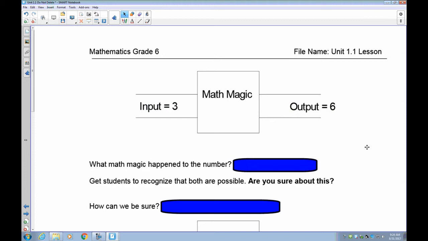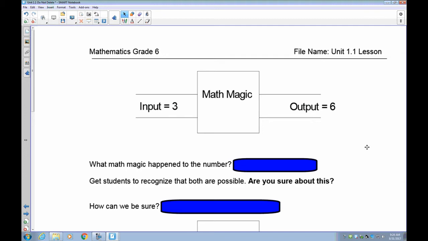Now what happened here? Well, you could take a look and you could say, well, it's pretty simple. We just multiplied by 2. But are you sure? What if we didn't multiply by 2? What if we added 3? So there's two possibilities here. In fact, there's an infinite amount of possibilities. We could have multiplied by 3. That would have given us 9, and then subtracted 3. We could have multiplied by 10, got 30, and then subtracted. So there's a lot of different things that could happen.